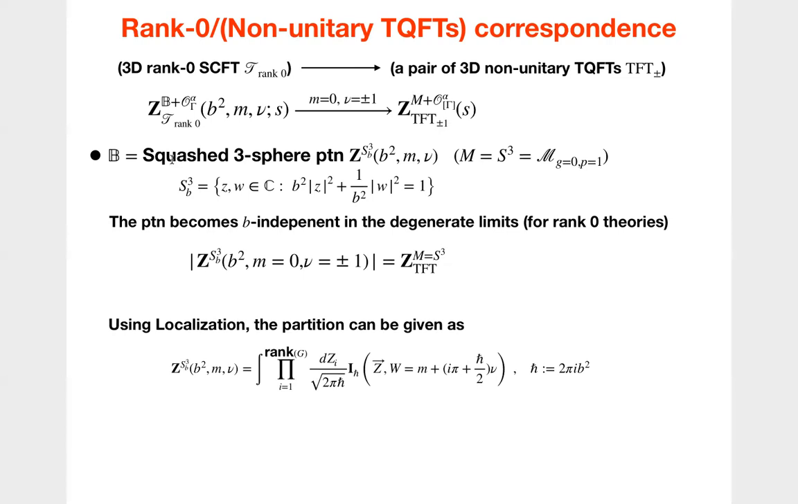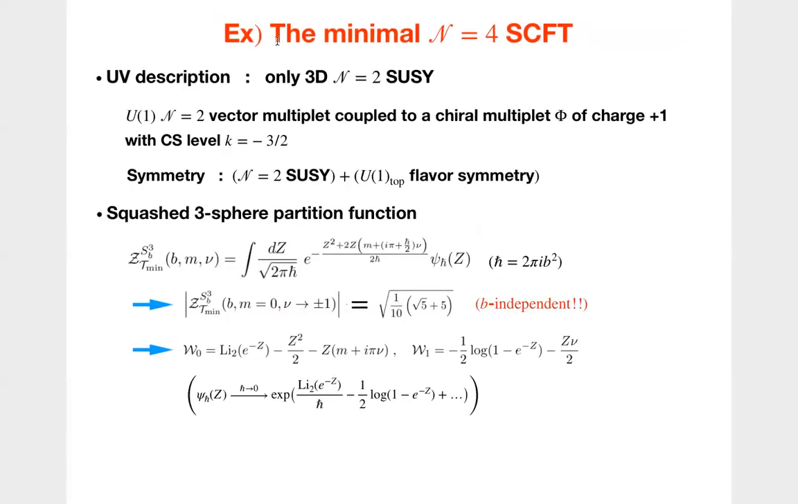And for squashed sphere partition function cases, using localization, the partition function can be written in this form. So let me give some concrete examples. So the example is still the minimal N=4 SCFT. Using this UV description, we can write down the squashed sphere partition function, which depends on the squashing parameter and the real mass parameter and the R-charge mixing in this way. Integration, and well, this psi is a so-called quantum dilogarithm function.